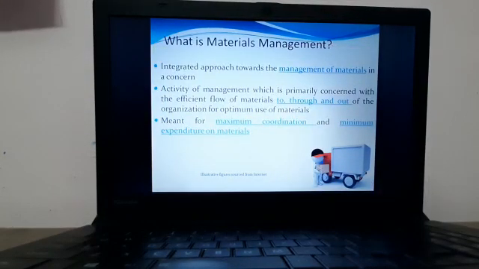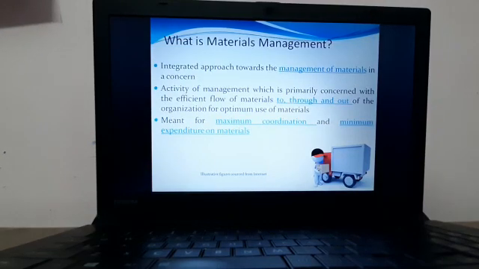What do you mean by material management? Material management is an integrated approach for managing the amount of materials that is going to be utilized for our construction works. So it is an integrated approach towards the management of materials.